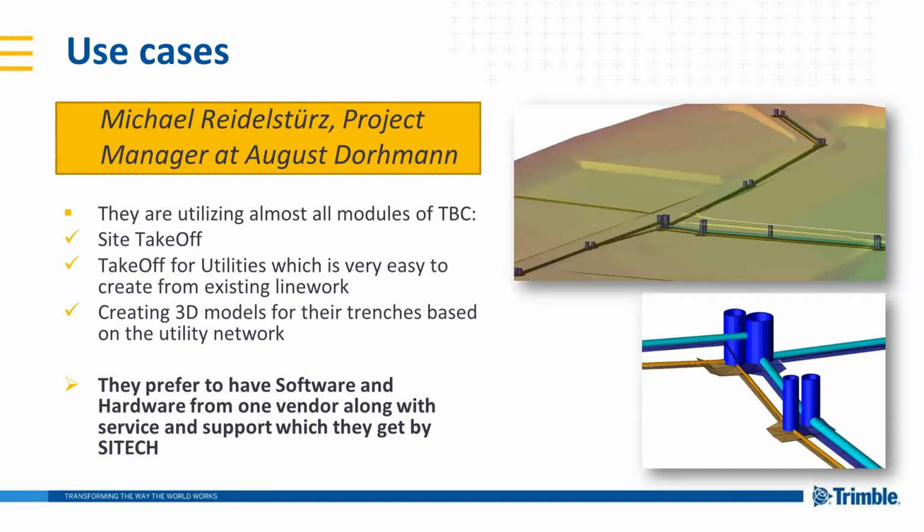Another one, a project manager at a mid-size company, is utilizing almost all of the modules of Business Center, including site takeoff for the bidding phase, and of course for the utilities. They get existing line work, and based on that line work and points, it's very easy for them to generate the whole utility network. They have all the material and site improvements in the library, so it's very easy to create those utility networks. And of course, once they have the utility networks, they're getting all the trenches automatically based on the depth, elevation, and information of the utility.